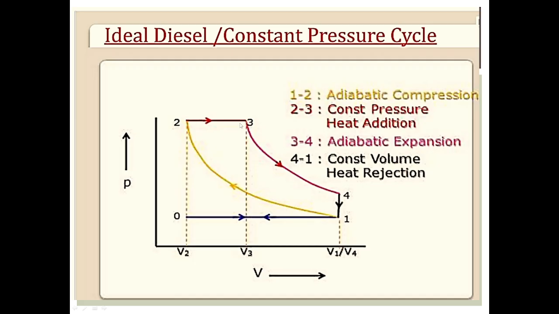2 to 3 is the constant pressure heat addition process. 3 to 4 is the adiabatic expansion process. 4 to 1 is constant volume heat rejection. Here volume V1 is equal to V4.